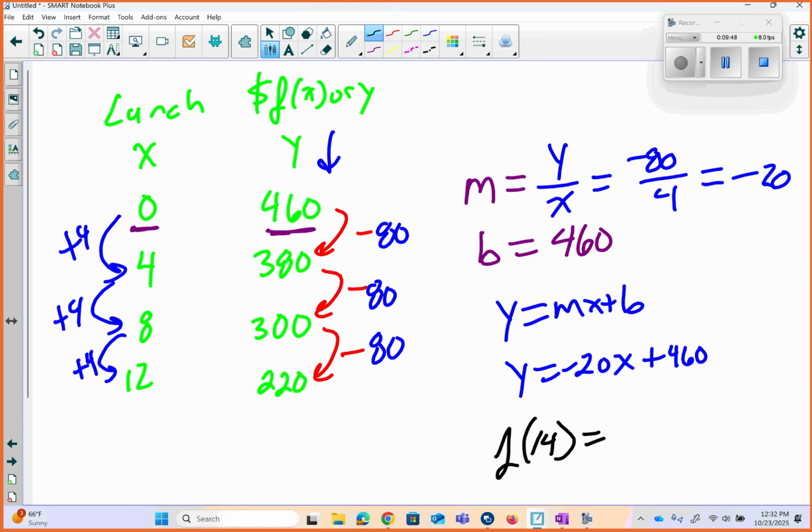So how much did my lunch cost for 1 day? Look at the slope. It would cost 20. Yeah, $20 lunch. I don't know if that's an expensive lunch or not, but it's very expensive for a soup.